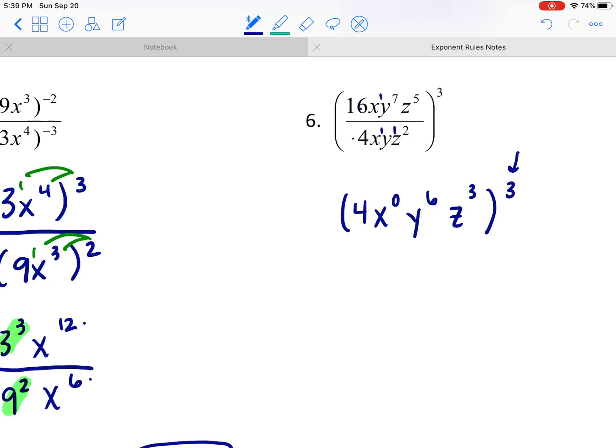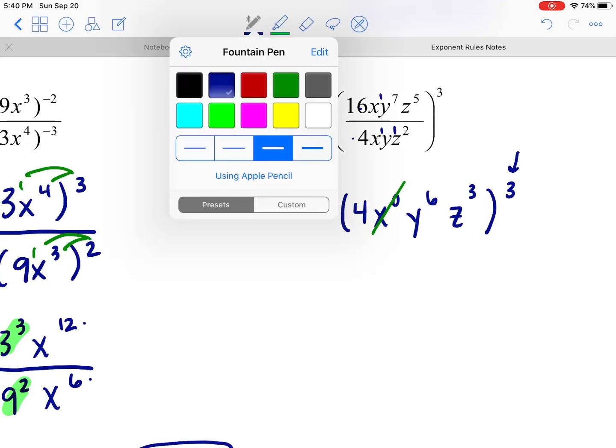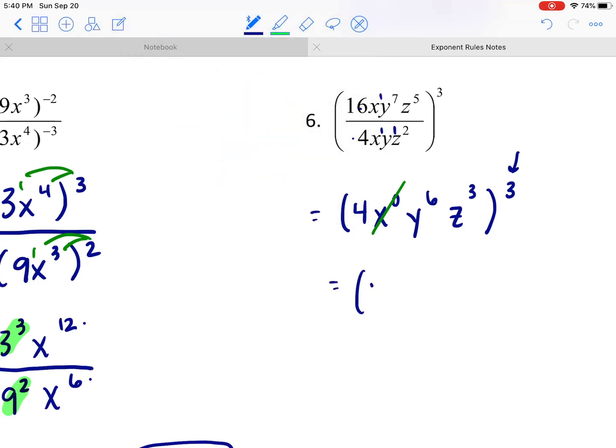Okay? Now, before using my power rule, again, the zero rule is like the negative rule. It doesn't appear in our order of operations, so we can take care of that whenever we want. Anything to the power of 0 is 1. So if these 3 pieces are all just being multiplied by 1, then they're not going to change. So this x to the 0 is going to become a 1, which just means it's really going to go away here. We don't really need to multiply by 1. It doesn't affect anything. So I'm going to make this 4 y to the 6th, z to the 3rd, all to the 3rd. Okay?